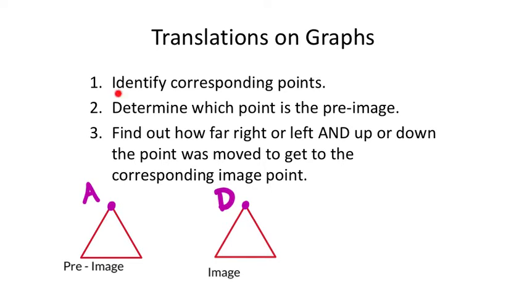But again, you have to identify corresponding points. So the top is the top, this bottom left point is the bottom left point, bottom right is the bottom right. Because then, once you know that, and you know which one's the pre-image and the image, that's kind of part 2 right here, then you can figure out how far, for example, on this one to the right, you've moved it, maybe up or down as well.